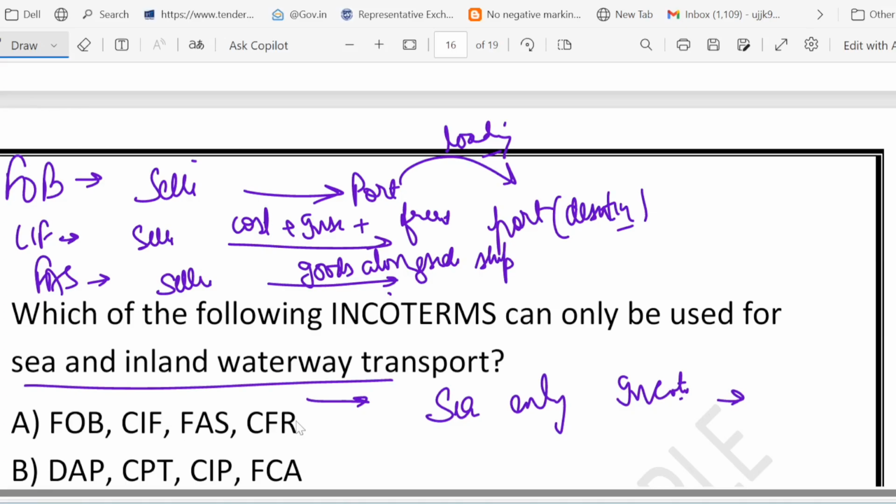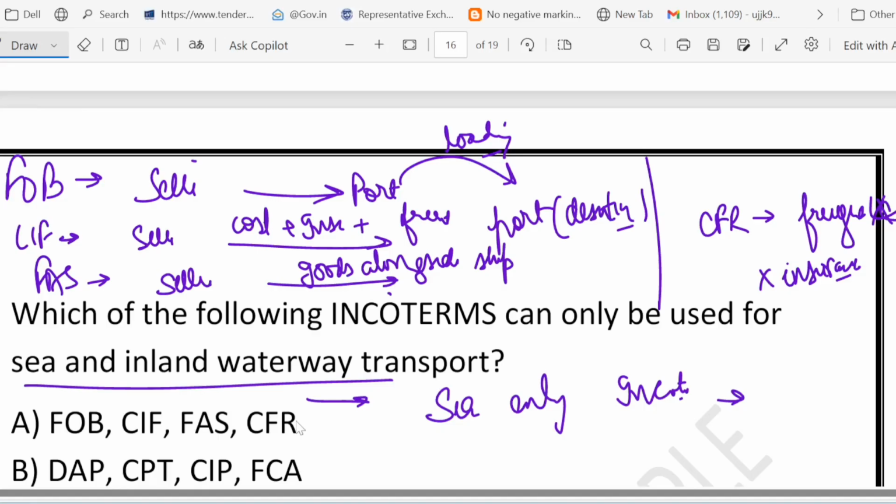And CFR, which is cost and freight. So seller pays for freight but not the insurance. He does not pay for the insurance. He pays for the freight. Yes, this is the correct one. Option number A is the correct answer.